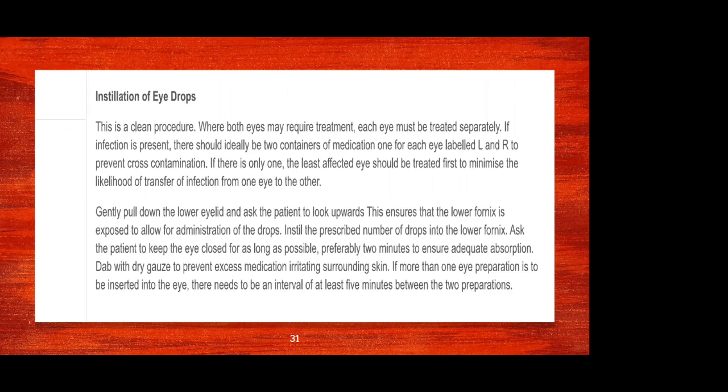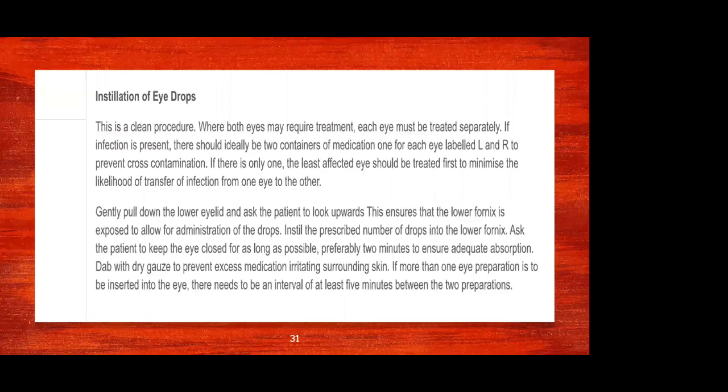Instill the prescribed number of drops into the lower fornix. Ask the patient to keep the eye closed for as long as possible, preferably 2 minutes, to ensure adequate absorption. Dab with dry gauze to prevent excess medication irritating surrounding skin. If more than one eye preparation is to be inserted into the eye, there needs to be an interval of at least 5 minutes between the two preparations. So it is the instillation of eye drops.